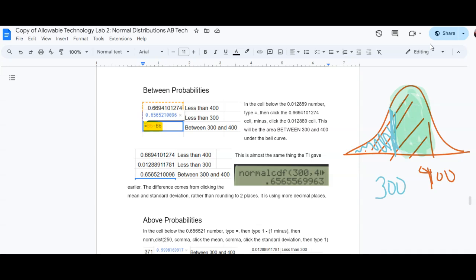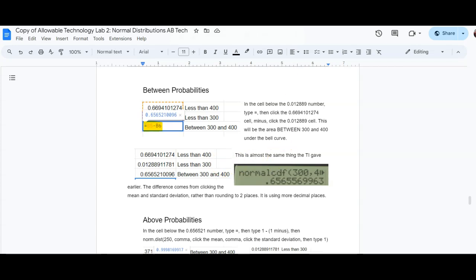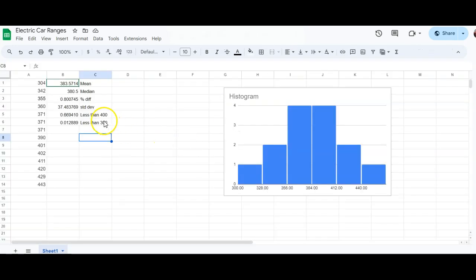And area is probability, so that area would be the probability I'm between 300 and 400. So that's what we're doing for a between probability. We get a less-than for a number that's further to the right, a less-than for a number that's further to the left, and we subtract those areas. So it equals this minus this, and that will be the area between 300 and 400. In this application, it would be the probability one of these vehicles lasts between 300 and 400 miles, or has a range between 300 and 400 miles.